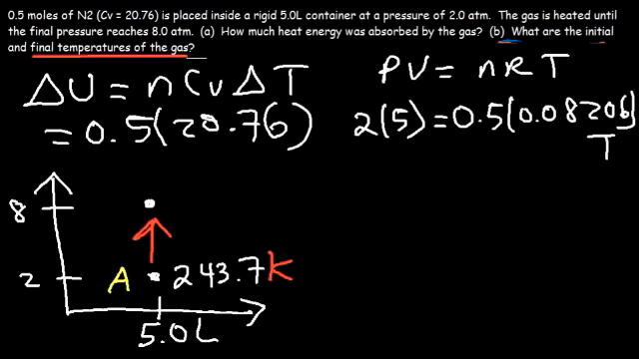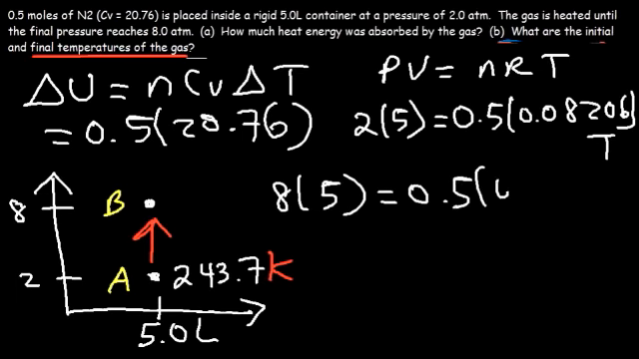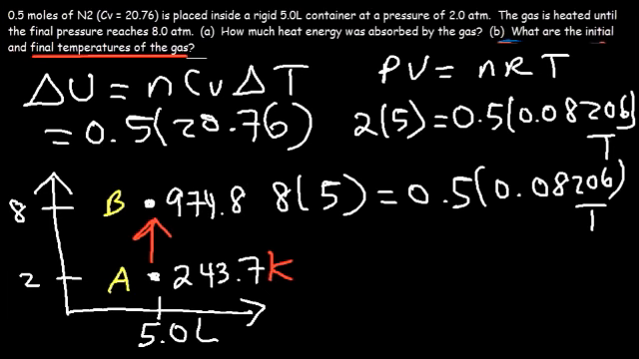And then let's do the same for point B. This time the pressure is going to be 8 instead of 2. So basically, if the pressure is increased by a factor of 4, the temperature should be increased by a factor of 4. So if we multiply 243.7 times 4, it should be about 974.8. But that answer is a rounded answer because I rounded this answer.